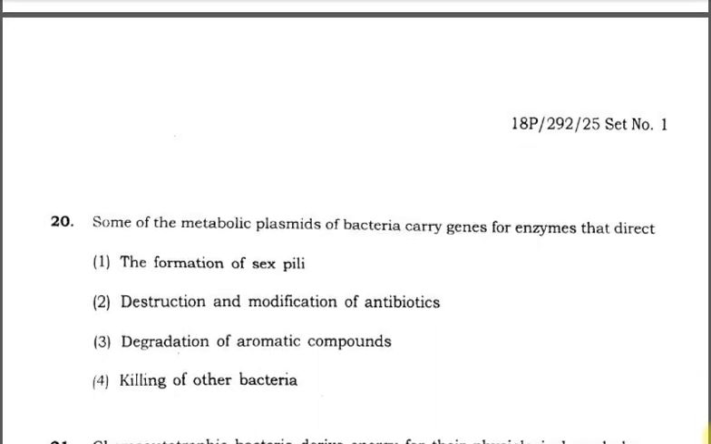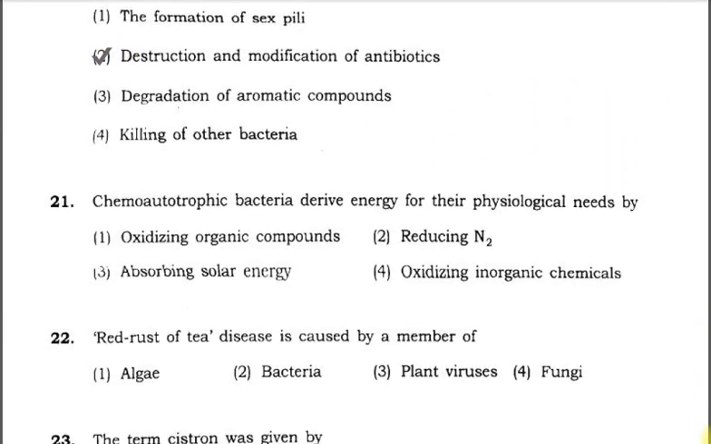Question number 20. Some of the metabolic plasmids of bacteria carry genes for enzymes that direct the formation of: 1, sex pili; 2, destruction and modification of antibiotics; 3, degradation of aromatic compounds; 4, killing of other bacteria. So out of this, option number 2 is correct, the destruction and modification of antibiotics.